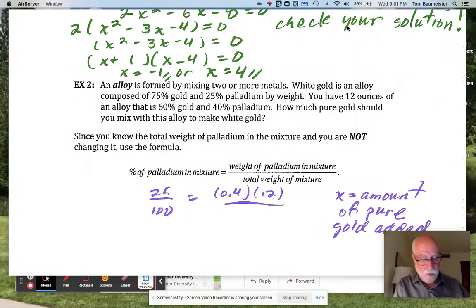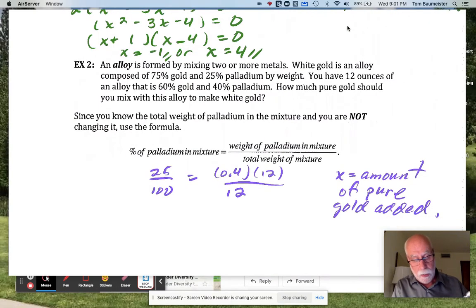All right, so if I have that, I have already total weight. We have 12, but we're adding some more to it. We're adding some pure gold to it. So we're going to say it's 12 plus X. Hey, that looks exactly like the ones we were just doing up above.